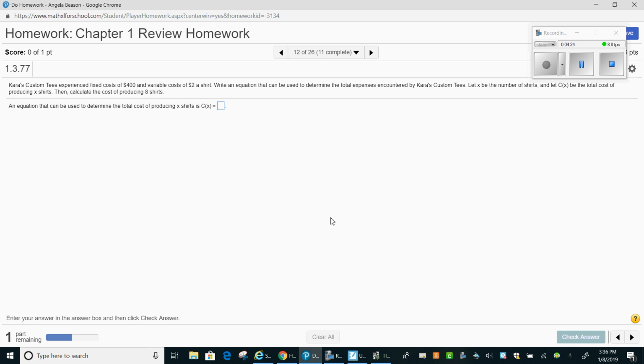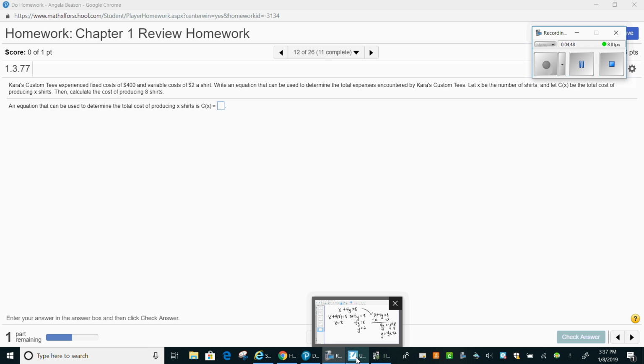Kara's Custom Tees experienced a fixed cost of $400 and a variable cost of $2 a shirt. Write an equation that can be used to determine the total expenses encountered by Kara's Custom Tees. Let X be the number of shirts, and let C of X be the total cost of producing X shirts. Then calculate the cost of producing 8 shirts.